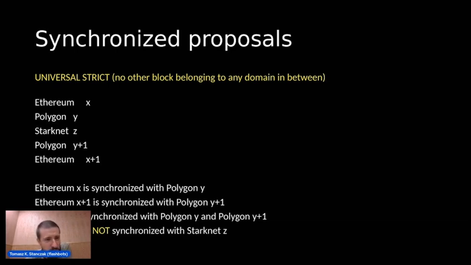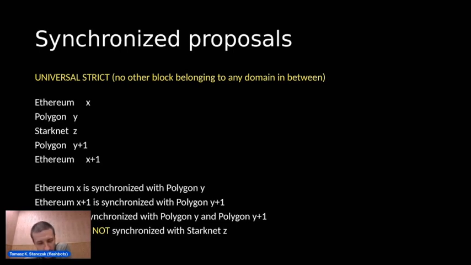So here I'm saying the universal strict would be: we have a set of domains that we're looking at. Here in the example, Ethereum, Polygon, and Starknet are three different domains. And I'm saying that two blocks are synchronized only if they are happening in a sequence one after another, but there's no other block belonging to any domain in between. So in this example, Ethereum X is synchronized with Polygon Y. These are two blocks that are sequenced one after another, and the same for the last two blocks. But I already say that Ethereum X is not synchronized with Starknet Z because there's some Polygon block in between.